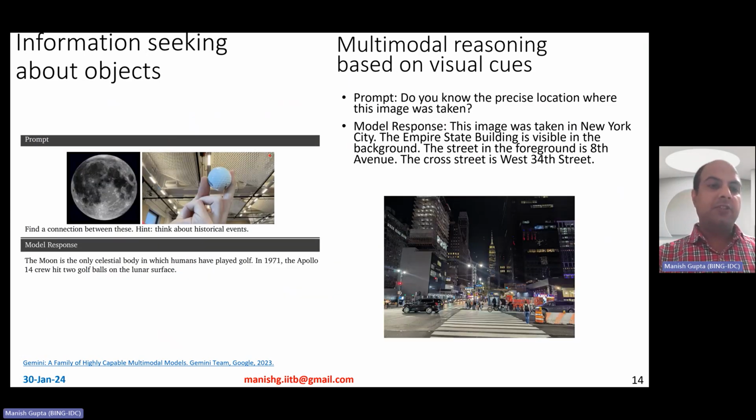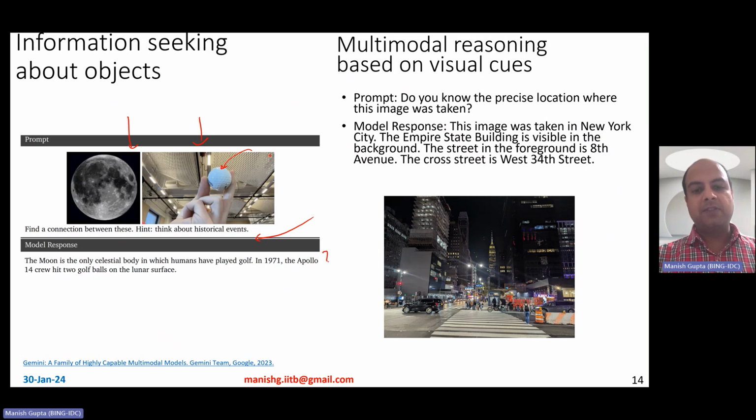So you could basically also give multiple images and this time ask a question, visual question answering with 2 images. So find a connection between these. So this is more like a multi-hop question answering on images in some ways now. So there's a moon and there's a golf ball.